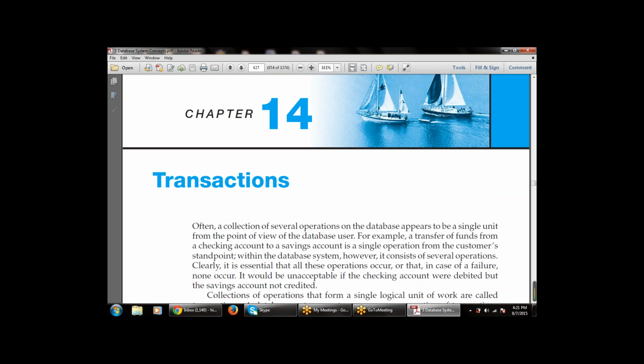For example, transferring money involves multiple activities, but the name given is a transaction. That means a collection of various operations on a database appears as a single unit from the point of view of the database user. For example, a transfer of funds from a checking account to a savings account is a single operation from the customer's standpoint.